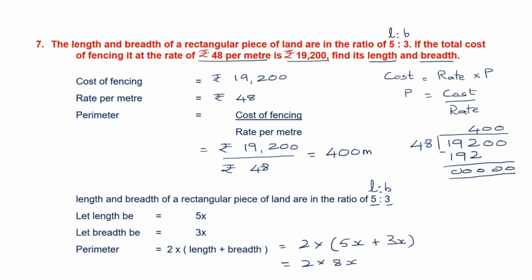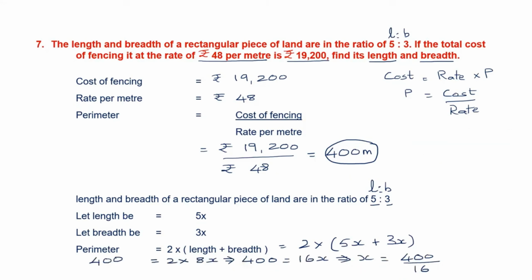So perimeter, we already know it's given to us as cost and rate, and we found it out to be 400 meters. Remember, we found out perimeter to be 400. So we can write 400 meters is equal to 2 into 8x. So 400 meters is equal to 8 into 2, which is 16x. Now we have to find the value of x. So that will be 400 divided by 16. Let's divide 400 by 16 and see what we get.